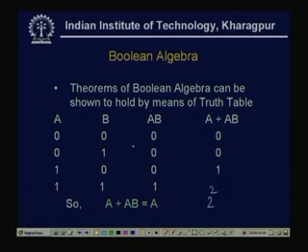What will be a b? It will be 0 0 0 1. What will be a plus a b? See, 0 plus 0, this is a, this is a b, this is 0. 0 plus 0 is 0. 1 plus 0 is 1. 1 plus 1 will be 1.